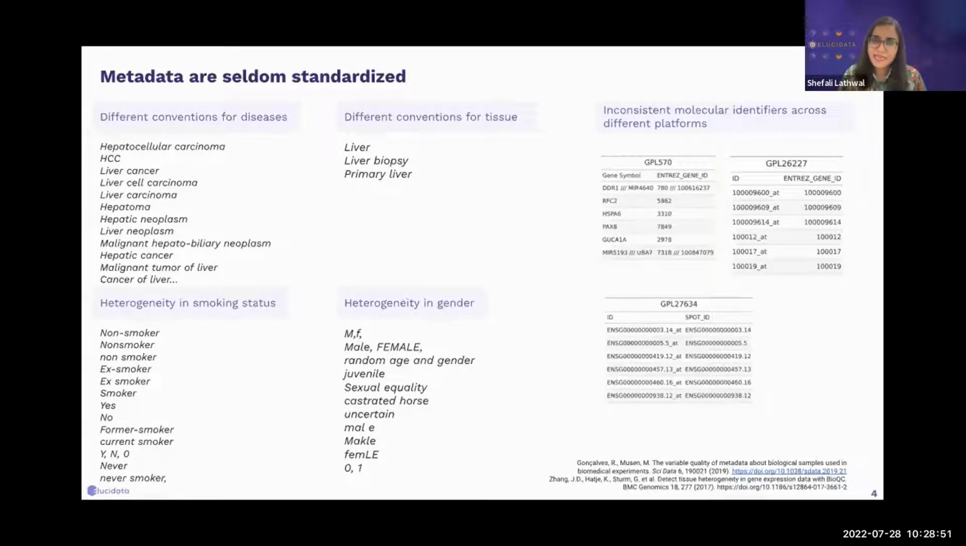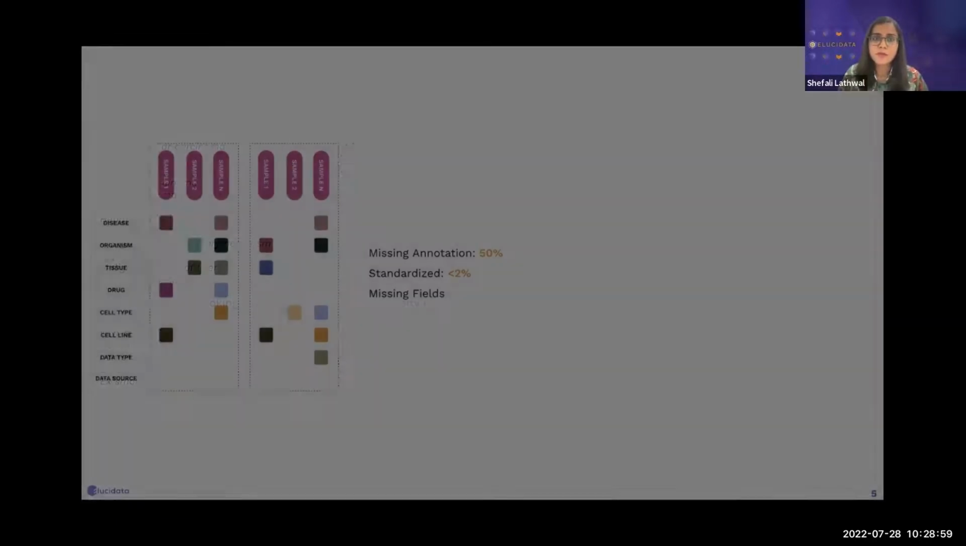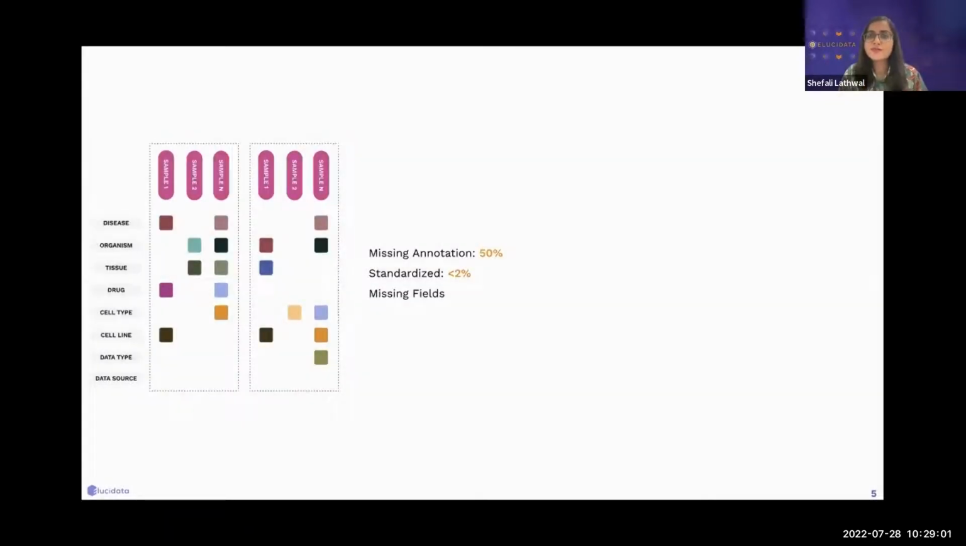There are also data entry mistakes and misspellings that lead to heterogeneity in metadata, as you can see in the case of gender here. And the result of all of these different conventions and this lack of standardization is that a very small portion of available metadata are actually standardized. And on top of that, these metadata fields are often not filled and are missing.